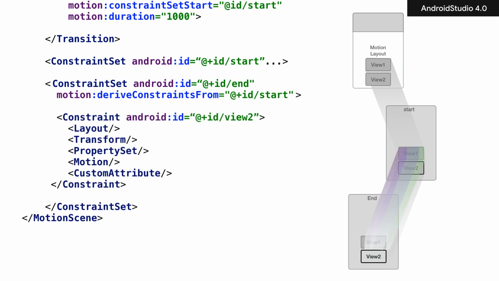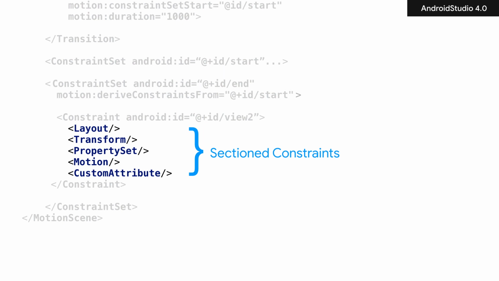To achieve this, you can create section constraints. There are 5 sections: layout, transform, property set, motion, and custom attribute. The advantage of using these is that if they are not present, the attributes are taken from the base layout file. This saves you from having to replicate all the layout tags if only a few are needed. Let's take a look at what goes into each section.